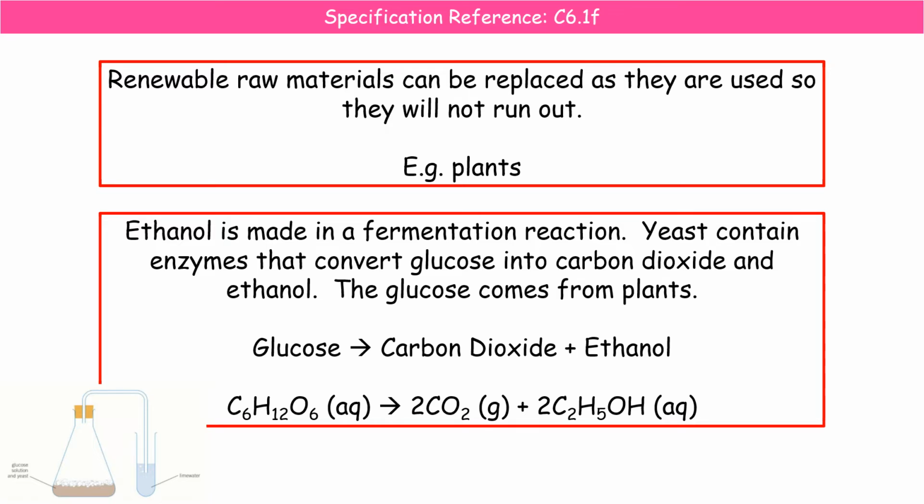So if we're using plants as our base, we're going to carry out a fermentation reaction to make the ethanol using yeast. Now, yeast contain enzymes that will convert the glucose from our plant material into carbon dioxide and ethanol, and that gives us our little word and symbol equation at the bottom there. From the work you've done on organic chemistry in C6, you should understand how you can work out the formula of any of the alcohols, but ethanol is the key one here. Carbon dioxide you should know, glucose you should know the formula from biology.